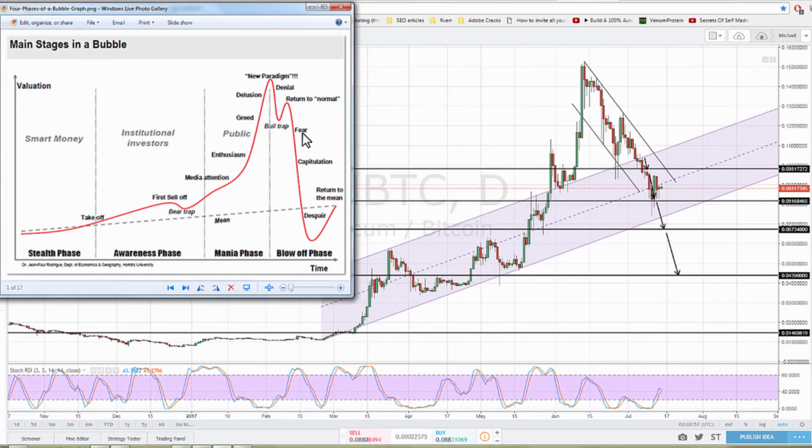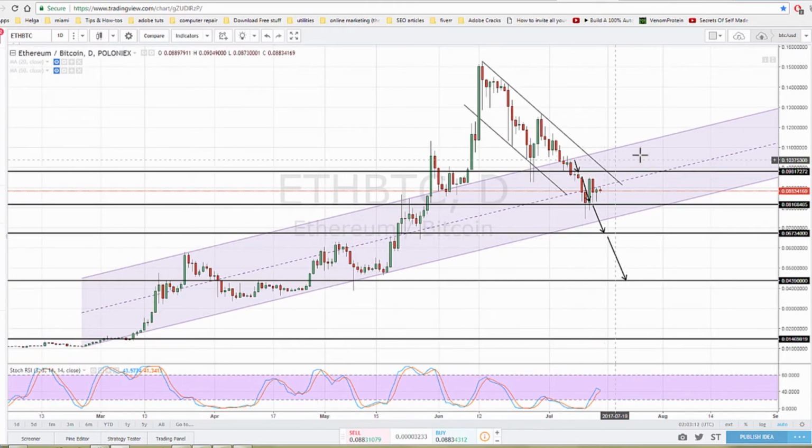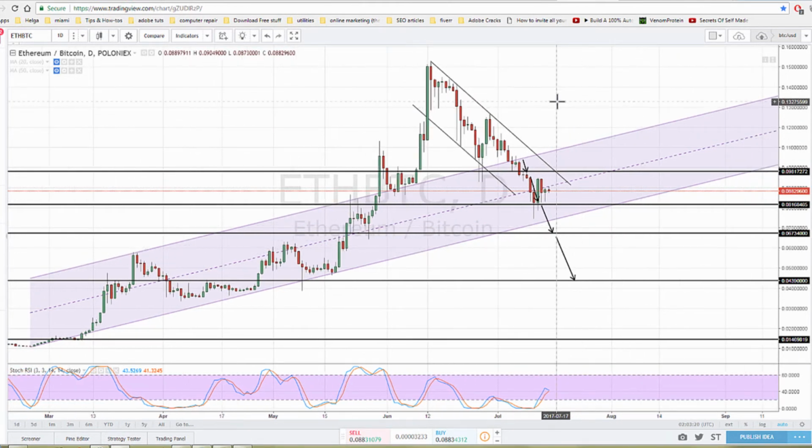I think last week we were in the fear stage where everybody was selling, and now we are in the capitulation stage. And eventually this is probably going down. Of course, I could be wrong and it could recover from here. We are still in this uptrend channel, only in the middle of it. So who knows? Anything can happen with cryptos.